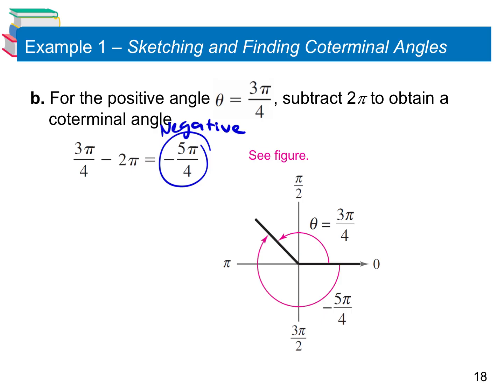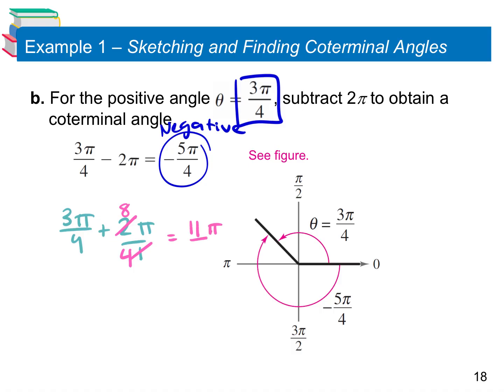How would I find a positive coterminal angle to 3 pi over 4? What would we do? How do we find a positive coterminal angle? Add 2 pi over 1, perfect. So we need a common denominator here. We can multiply the top and the bottom by 4, so we get 8 pi over 4. What's 3 pi plus 8 pi? 11 pi over 4. So this would be our positive coterminal angle.